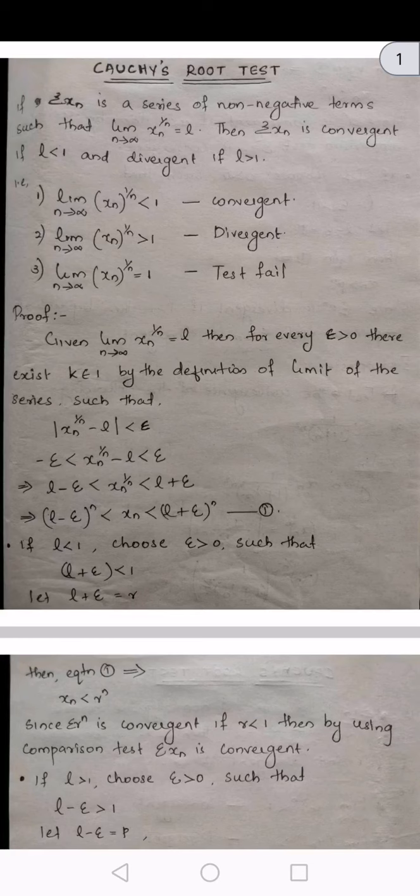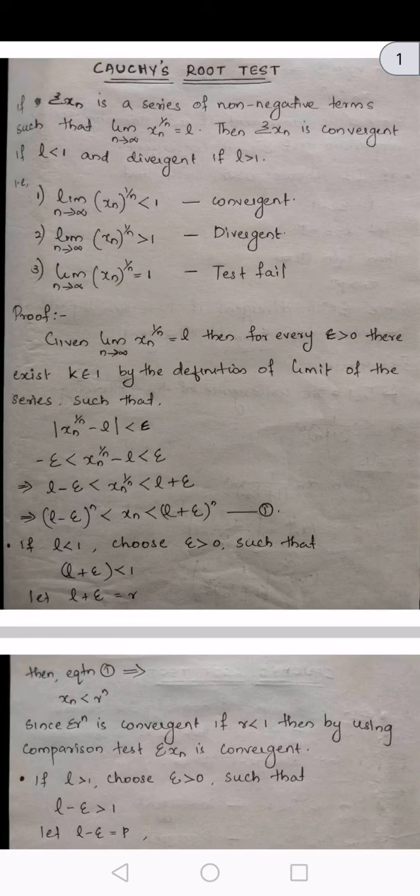That is, if the limit n tends to infinity xn raised to 1 by n is less than 1, then the series is convergent, and if the limit n tends to infinity xn raised to 1 by n is greater than 1, then the series is divergent, and if the limit is equal to 1, then the test fails.